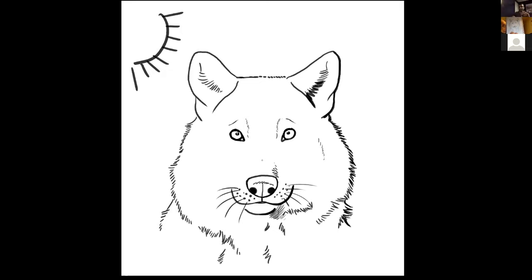Anika, I would say your wolf has slightly small eyes. That's the only thing I have to say. And there is someone else, I don't know the name, who has the wolf with a bit of a squinty look, but the eyes need to be slightly rounder, but not too much.